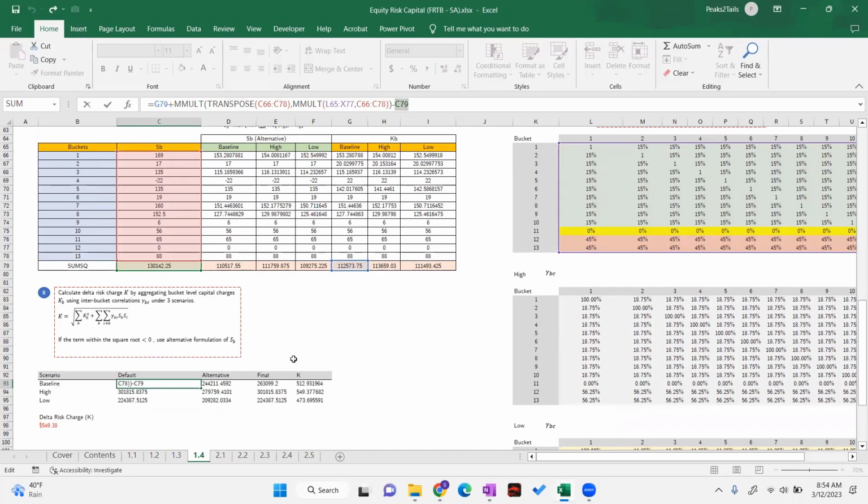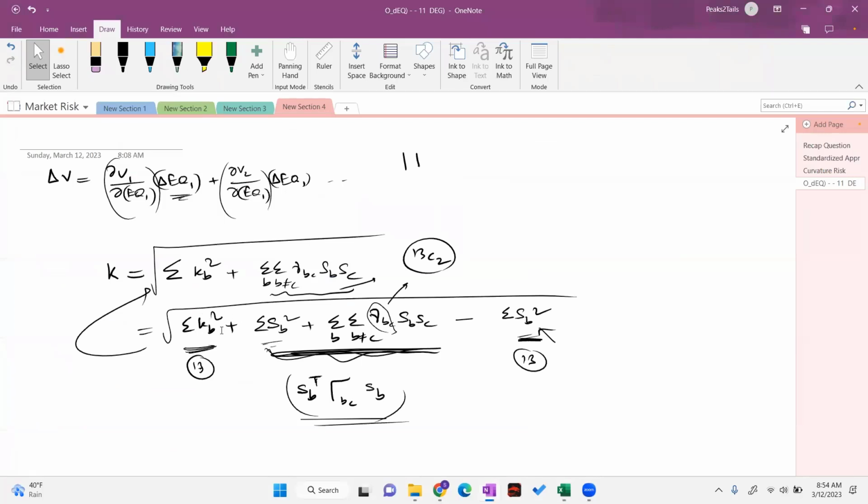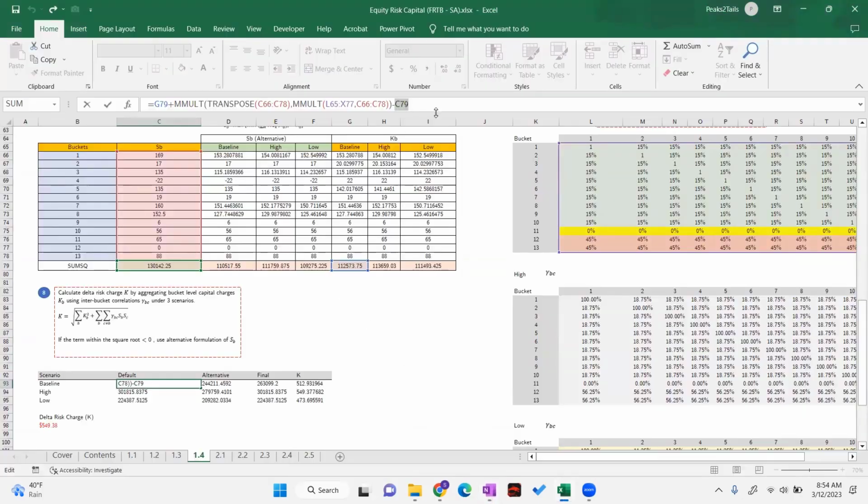Did you get it? So sum of SB square, matrix multiplication, minus sum of SB square. That is what I did. You have to press Control Shift Enter so that the array formula would work. Otherwise, it will not work.